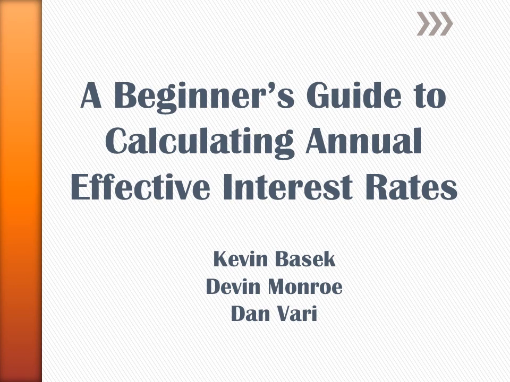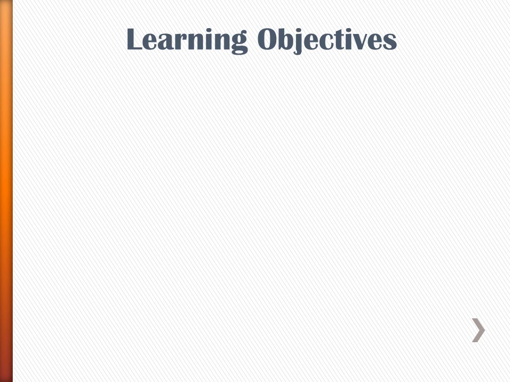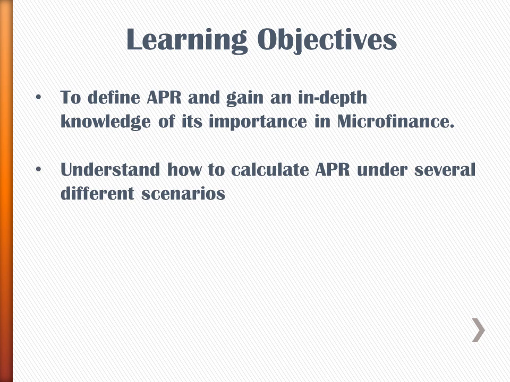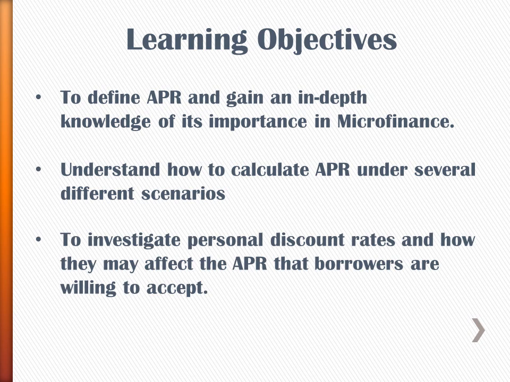A beginner's guide to calculating annual effective interest rates. Learning objectives. To define APR and gain an in-depth knowledge of its importance in microfinance. Understand how to calculate APR under several different scenarios. To investigate personal discount rates and how they may affect the APR that borrowers are willing to accept.